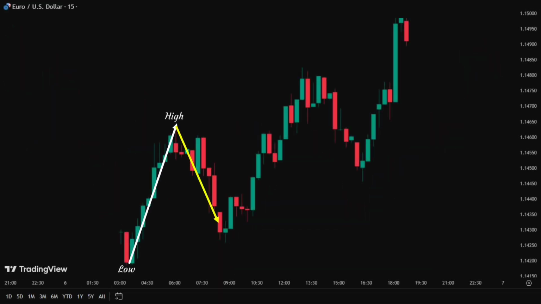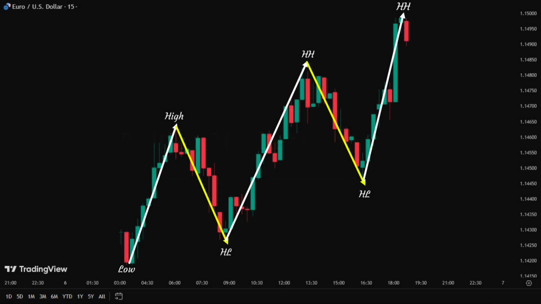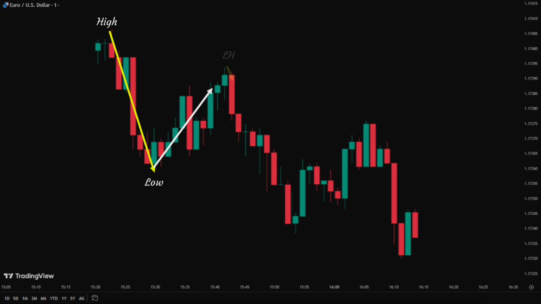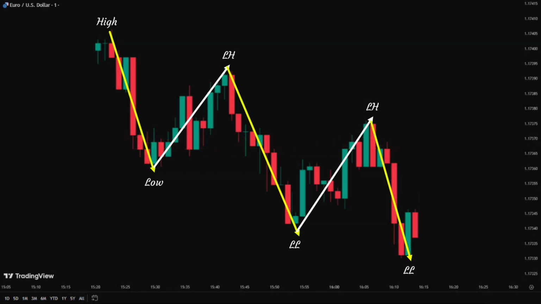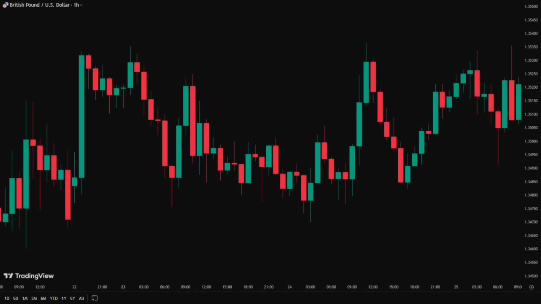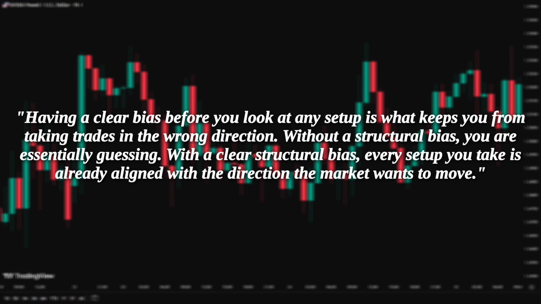Market structure is what gives you your bias. Your bias is simply the direction you are looking to trade. If the structure is bullish, your bias is long. If the structure is bearish, your bias is short. If the structure is unclear or ranging, your bias is neutral and you wait. Having a clear bias before you look at any setup is what keeps you from taking trades in the wrong direction. Without a structural bias, you are essentially guessing. With a clear structural bias, every setup you take is already aligned with the direction the market wants to move.